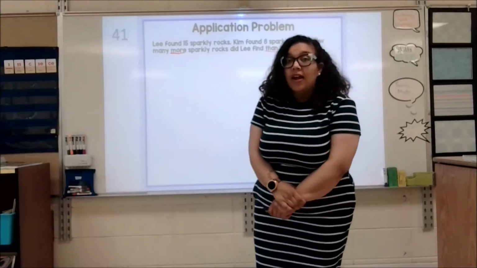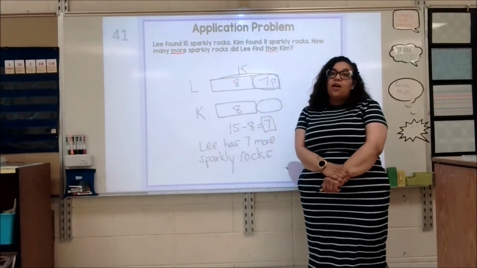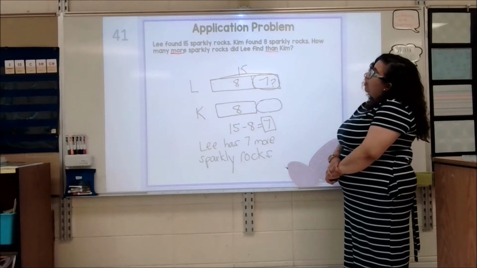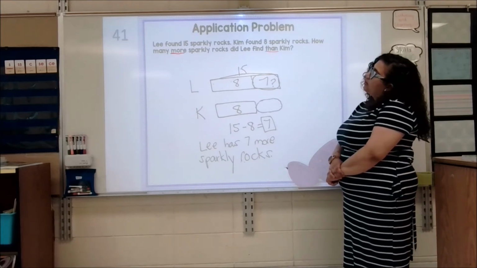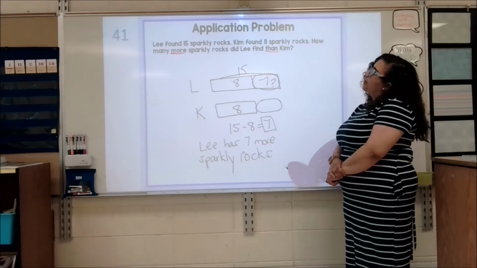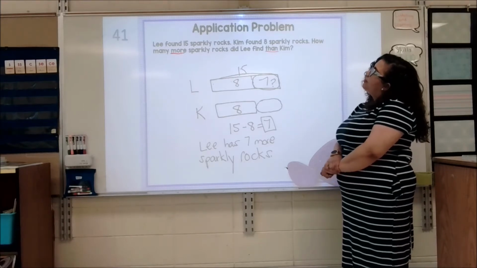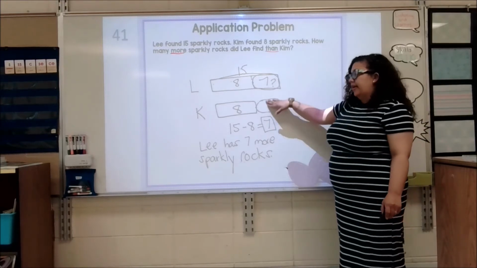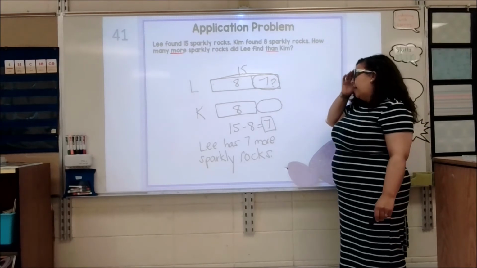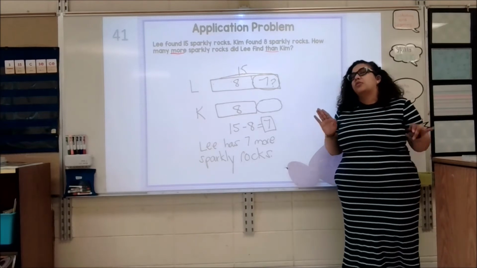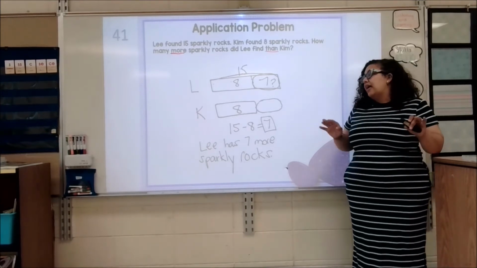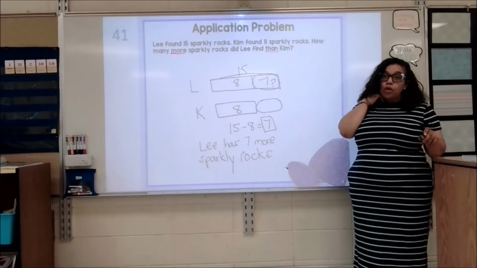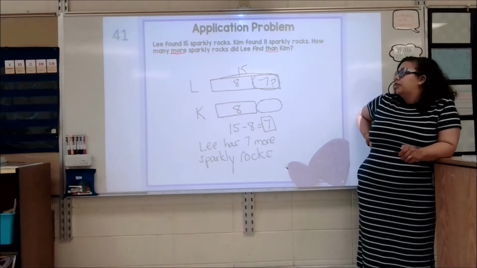All right, great work. This is how I chose to solve the problem. I wrote tape diagrams for each of them. Got Lee's 15. I got Kim's 8. We're trying to figure out what is happening here. So 15 minus 8 is equal to 7. So that tells us that Lee has 7 more sparkly rocks. Good job.